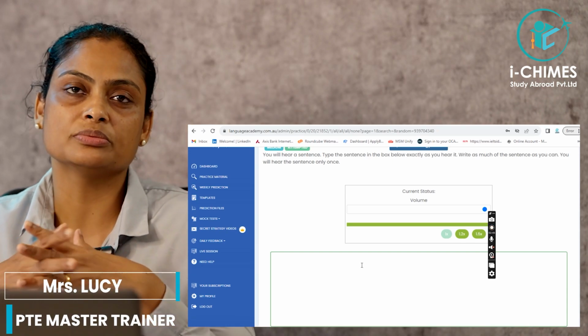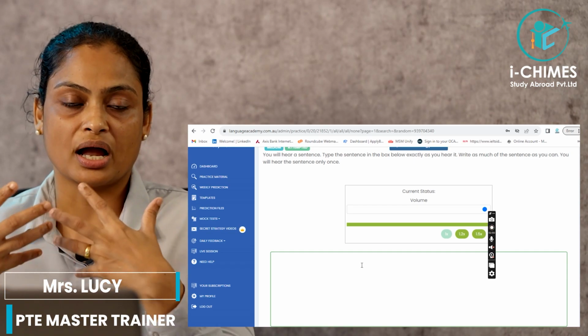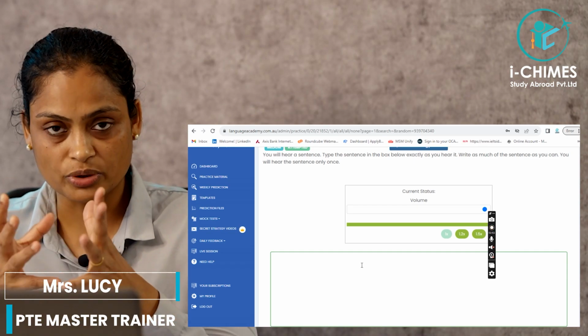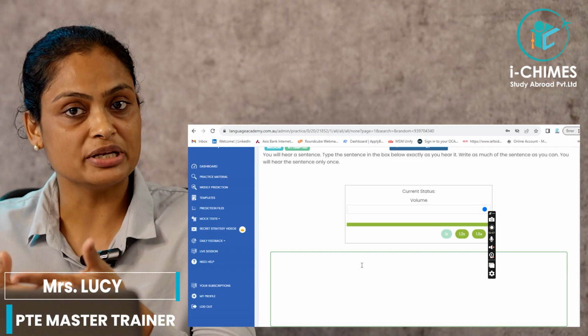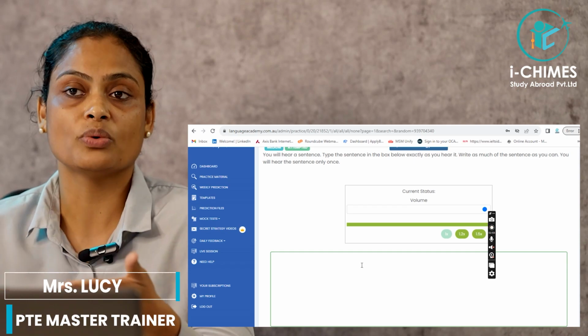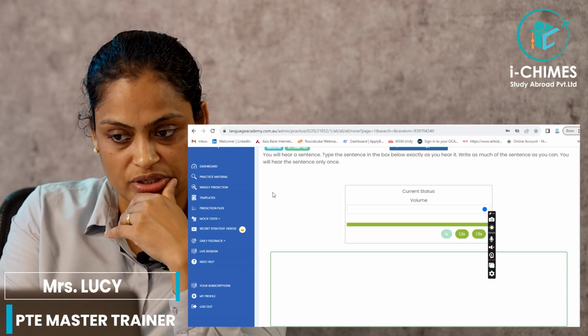So please, sometimes students or candidates try to act too smart and try to add on words. Nothing would help. Especially the articles and all, don't try to add them and try to complete the sentence. Okay, so this is how this is also done.